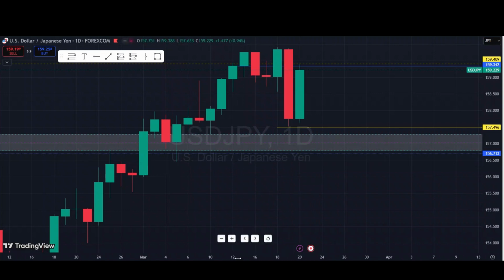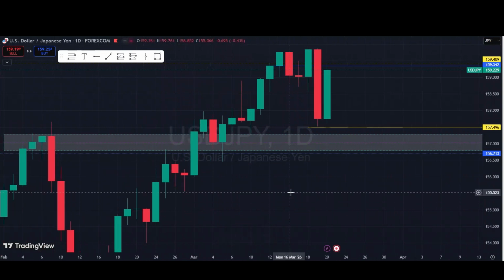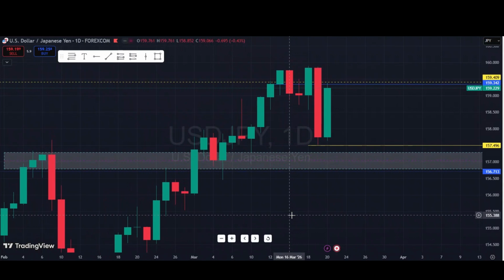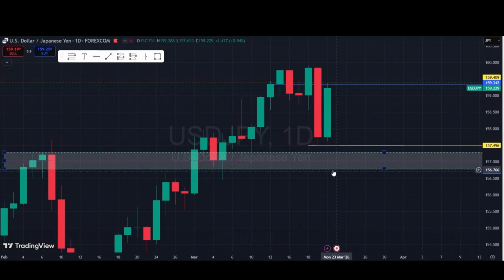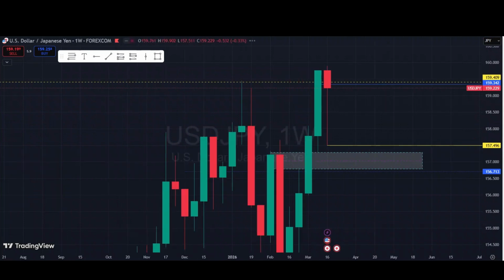Those are the areas I'm expecting price to react to on USDJPY if price decides to come back low. I'm expecting a low draw on the USDJPY, at least for price to respect these zones and respect this fair value gap of the weekly. Those are the areas my eyes are on this week.